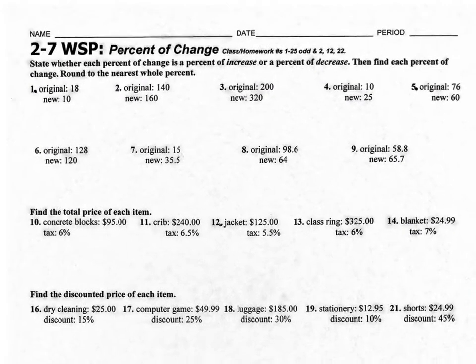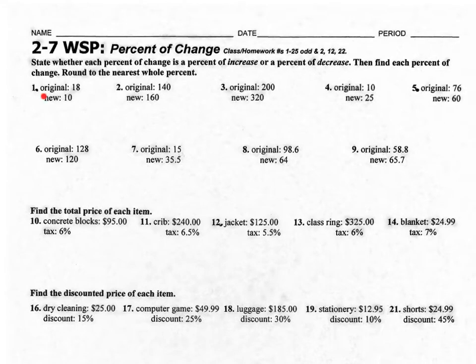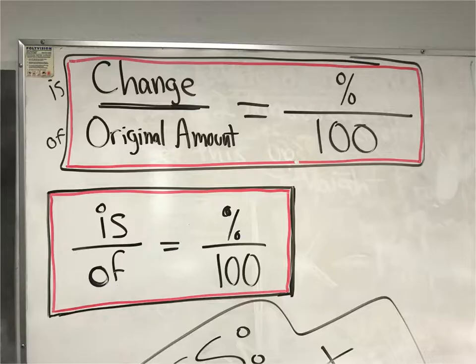So keep in mind that on these first ones, you had to do the is over of equals percent over 100. What is the change of the original amount equaling the percent over 100? So here are the notes from the board. This is what I'm talking about. The proportion is the change. What is the change of the original amount equals percent over 100?